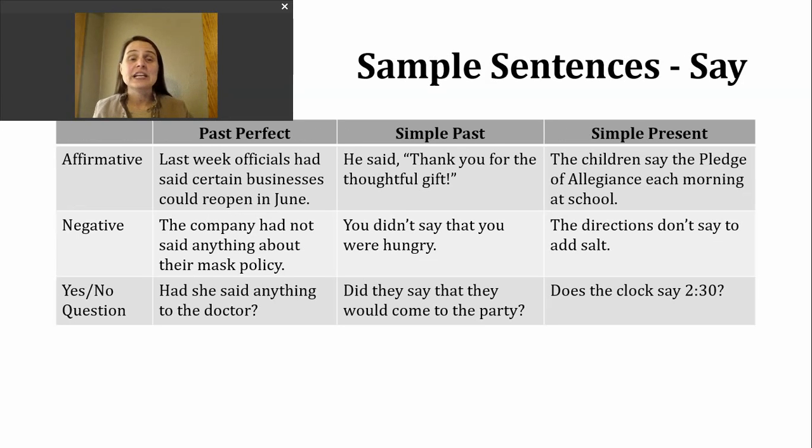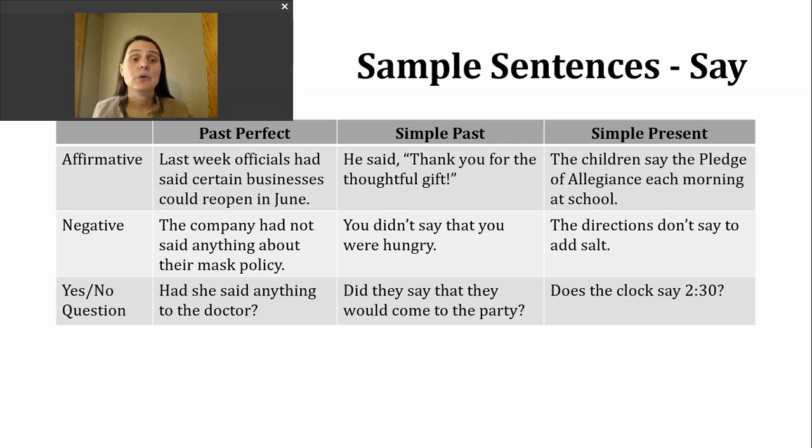Let's continue using our verb say in a few different verb tenses. Today, we'll look at the past perfect, the simple past, and the simple present. We'll start with the past perfect. To make this verb tense, we're going to use had, the past tense of have, and then the participle form, which is said in this case. We might use this verb tense to indicate that something happened before something else or before a certain point in time.